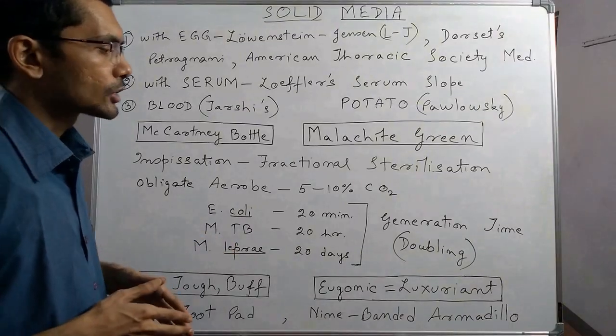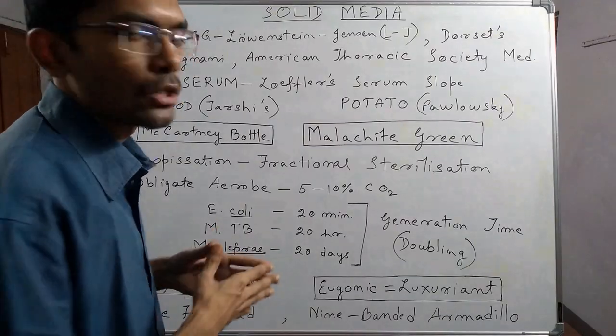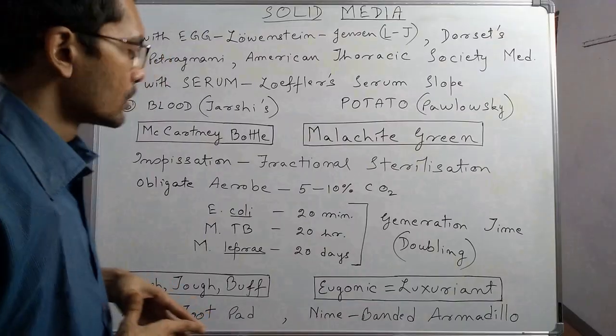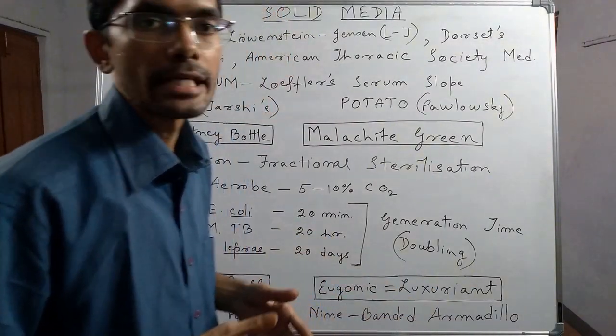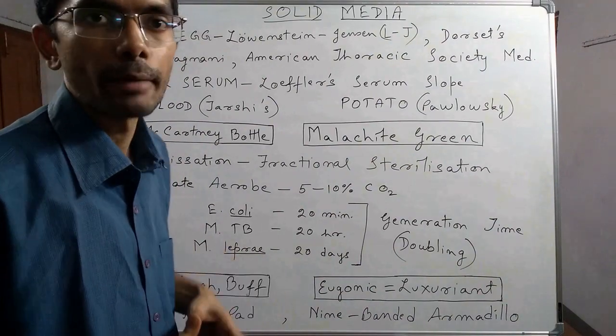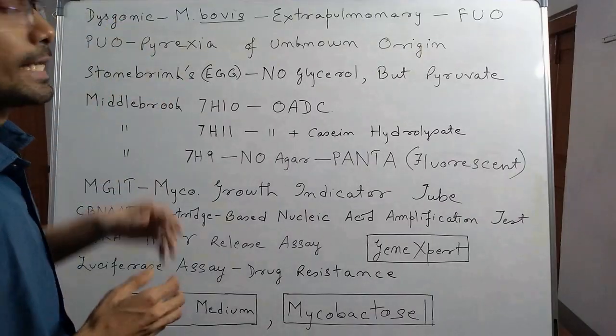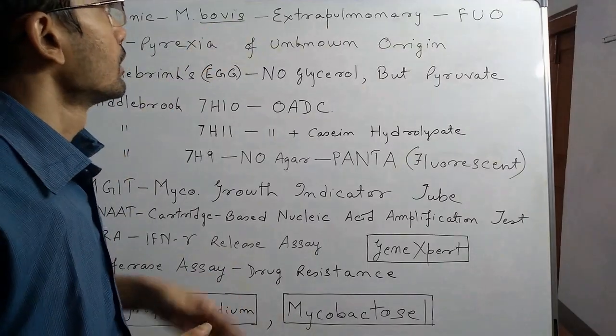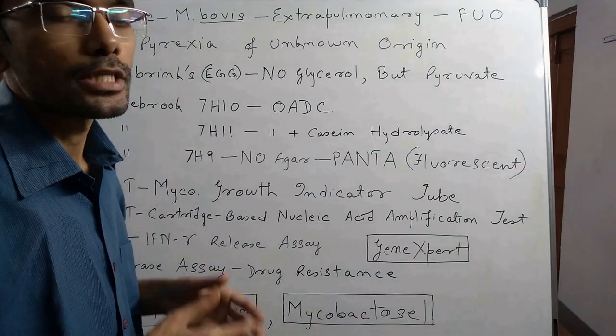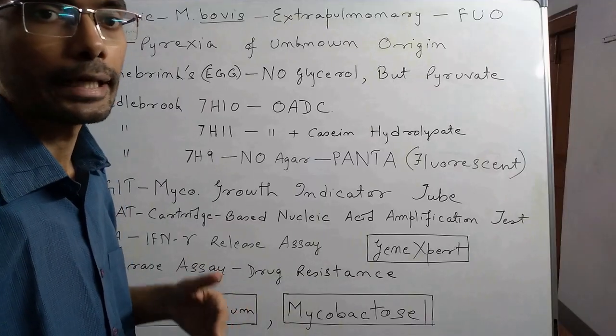Now the problem with culturing M. leprae is because it does not grow in artificial media. So, mouse footpad and 9-banded armadillo are the best in vivo hosts for culturing Mycobacterium leprae. Dysgonic is another term that describes the sparse growth of M. bovis colonies. Bovis comes from bovine because it primarily infects cattle and less frequently humans.